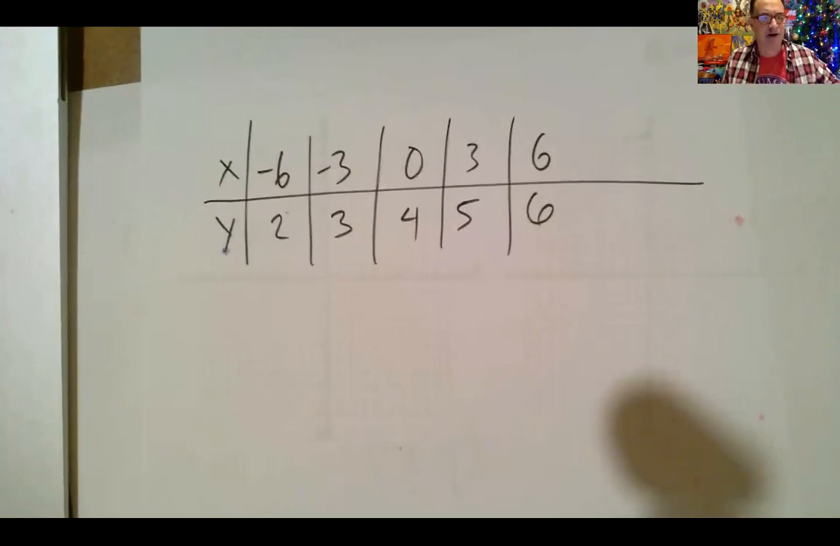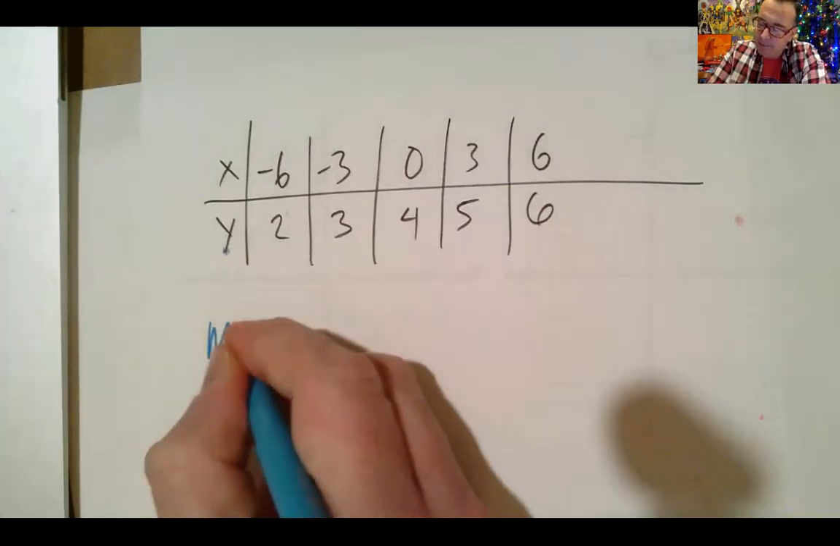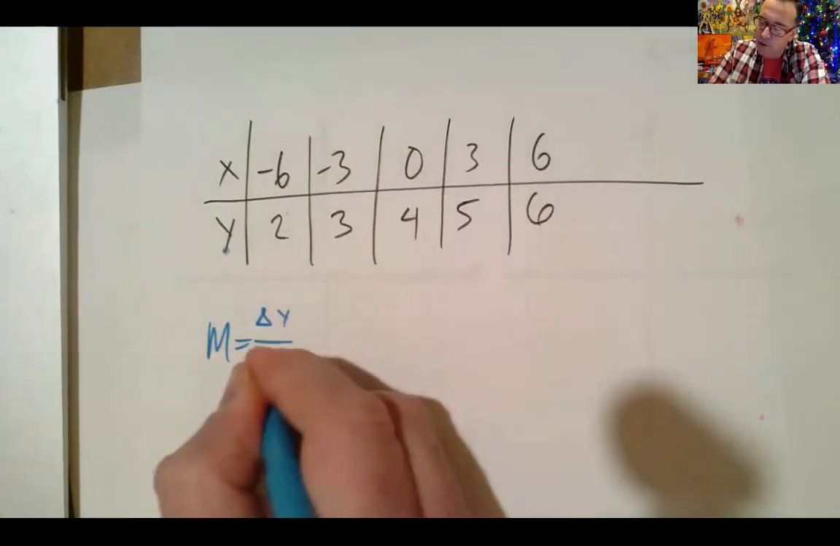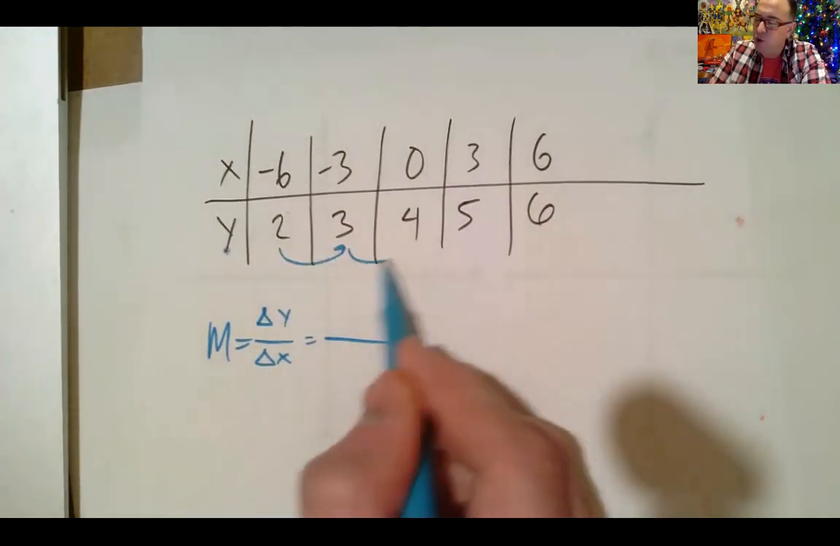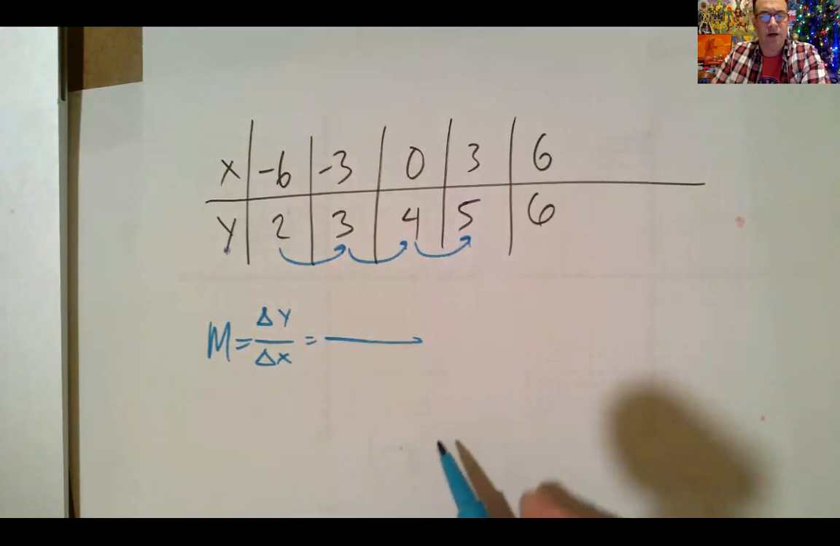What do we have to find first? Slope. All right, cool. We're finding our slope first. That's my m. Change in y over change in x. Okay, so let's do our change in y first. That's this guy right here. How much am I going up by each time there?